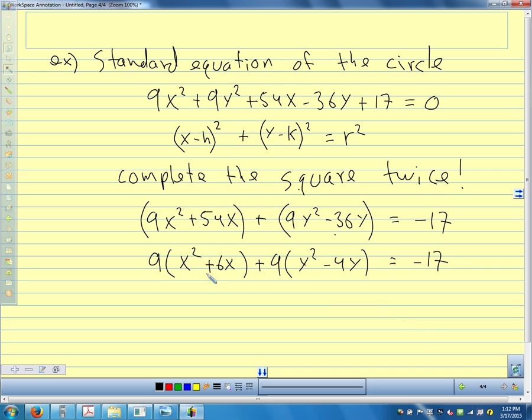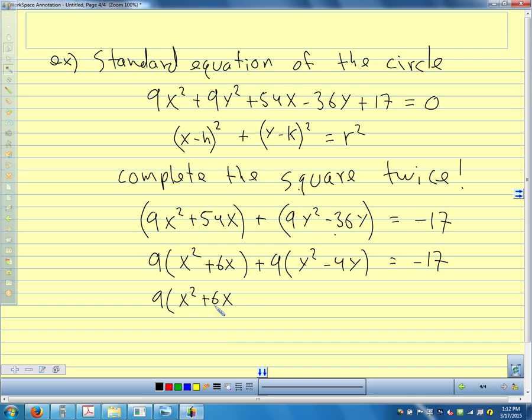And now we're going to complete the square here. So I get 9x squared plus 6x. And what we're going to do when we complete the square here is whatever I add to the left side, I'm going to add to the right side. So I keep everything the same. Do you remember how to complete the square? What do I do here? Divide by 2 and square.